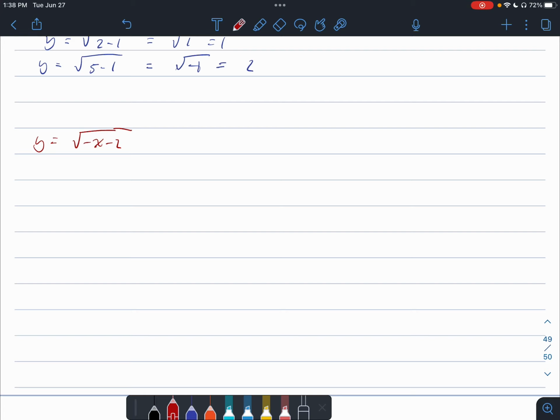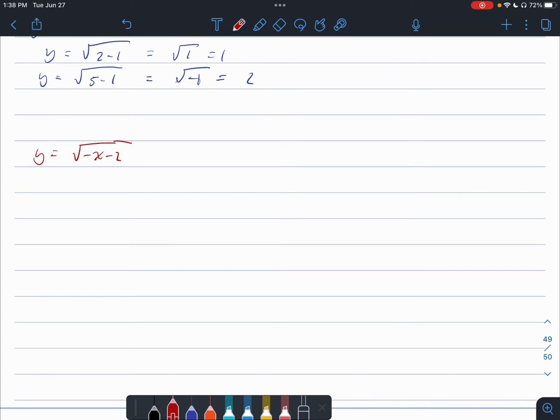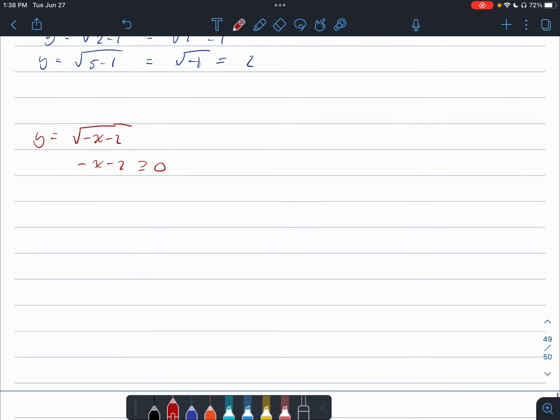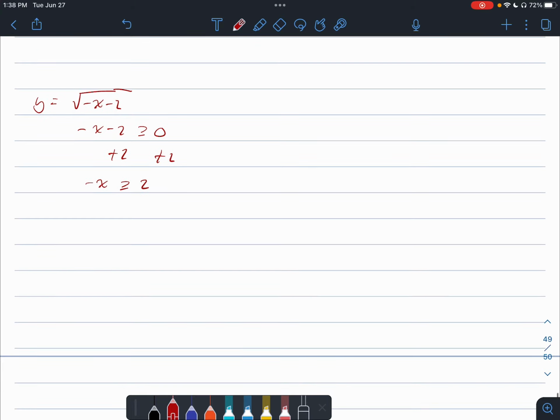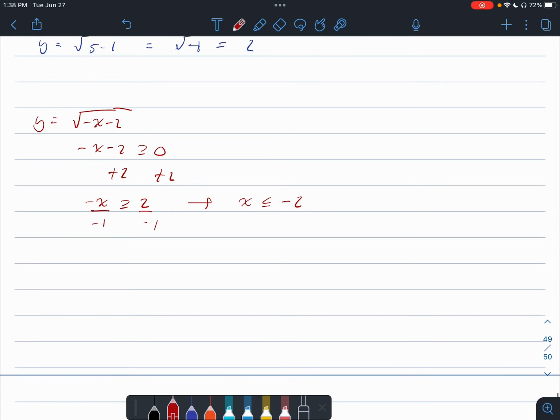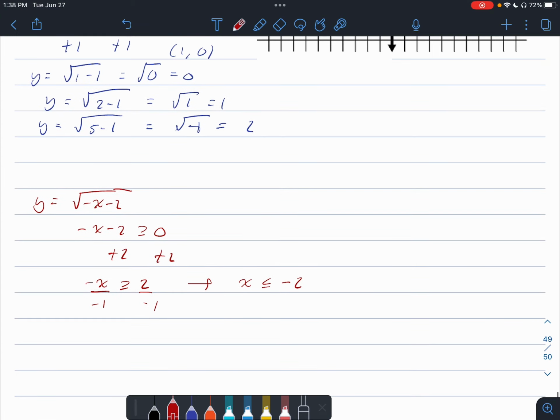Okay, so let's go ahead and set everything underneath there greater than or equal to 0. So we'll have negative x minus 2 is greater than or equal to 0. So we can add 2 to both sides, and we'll get negative x is greater than or equal to 2. We can divide both sides by negative 1, and then that's going to give us x is less than or equal to negative 2. Okay? And the reason we flip that is because we had to divide by a negative 1.